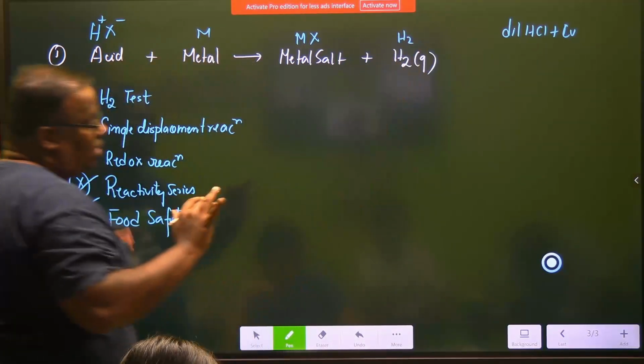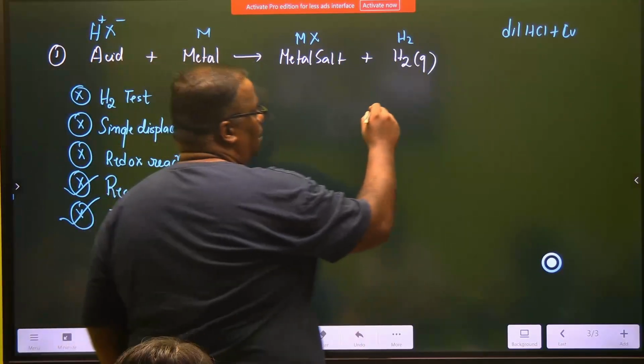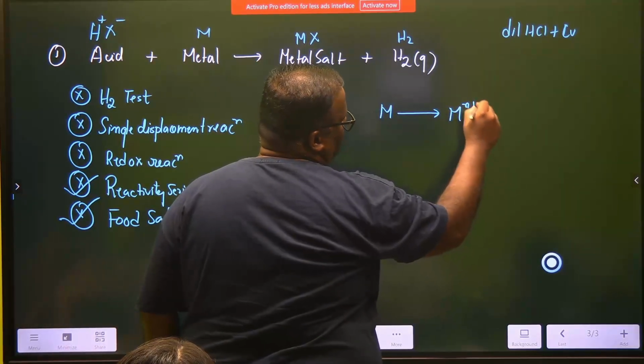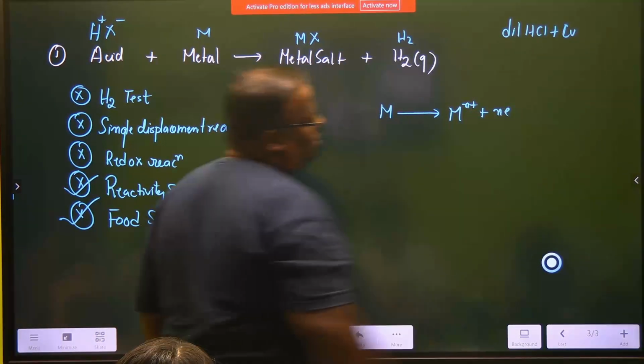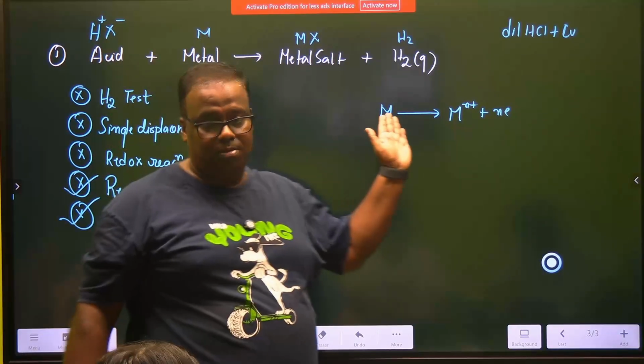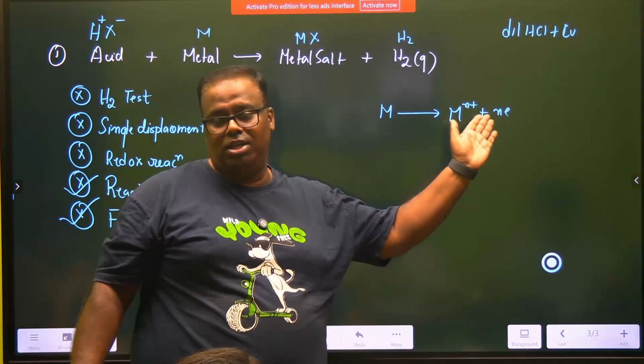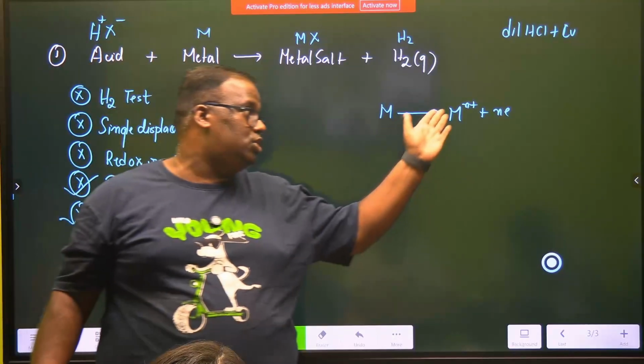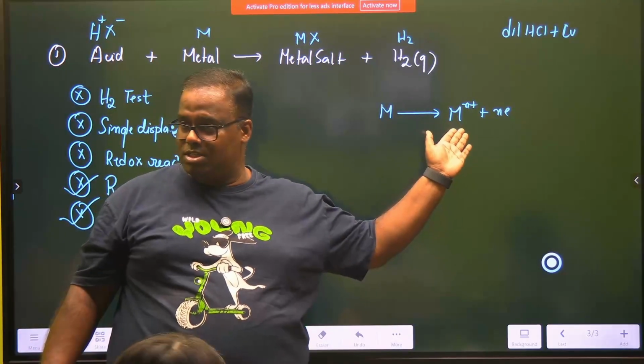Let's see the reaction in a generic form. A metal will always form M n+ and release n number of electrons. If I am sodium, I am from group 1, I will release 1 electron and form Na+. If I am magnesium, I will release 2 electrons and become Mg2+.